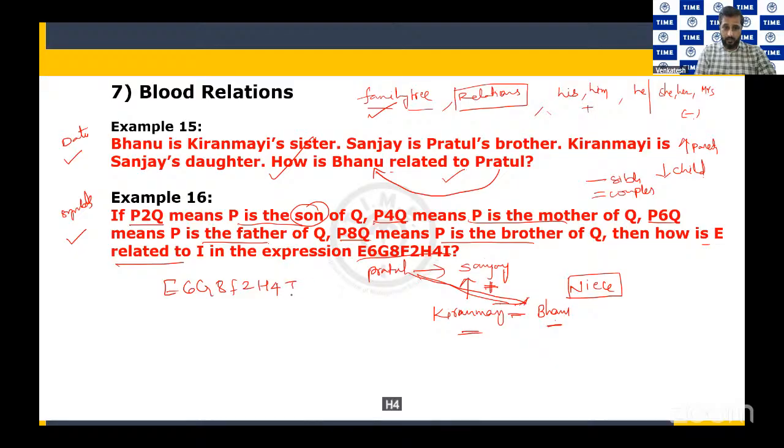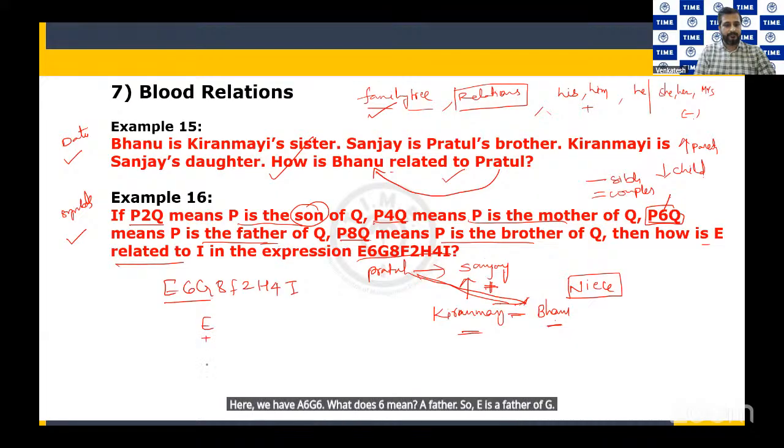E6G8F2H4I, we should draw the family tree. What does E6G stand for? Here we have E6G, and 6 means father. So E is the father of G, above generation. Now G8F, what do you mean by 8? Brother. G is the brother of F. Both are siblings, so they should come in the same generation.